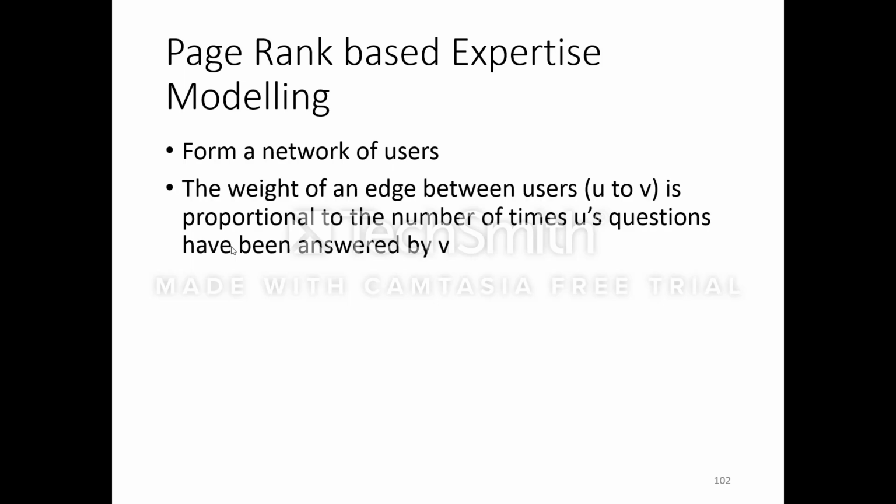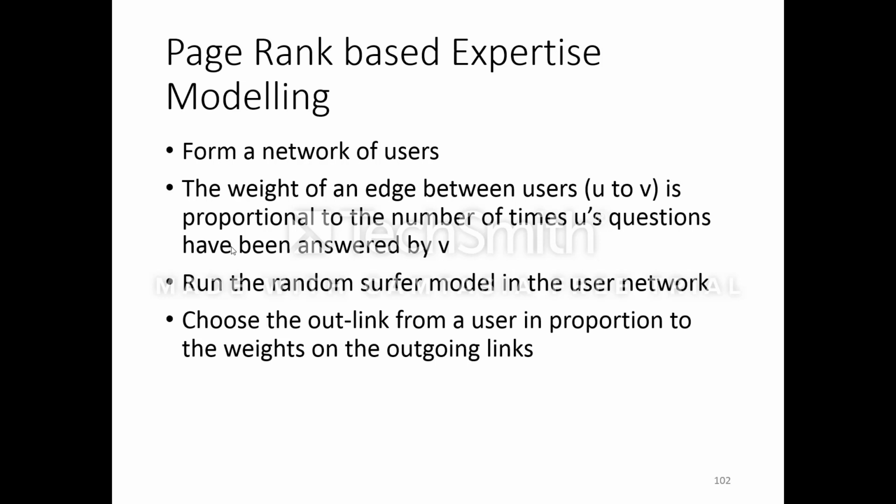Okay, so that's what you do in the case of PageRank, and let's look at PageRank based expertise modeling. So you can form a network of users, and the weight of an edge between users U to V is proportional to the number of times user U's questions have been answered by V. Okay, and you run the random surfer model on the user network, and you choose the outlink from a user in proportion to the weights on the outgoing links. So it's a simple way, kind of like we did for the HITS algorithm.